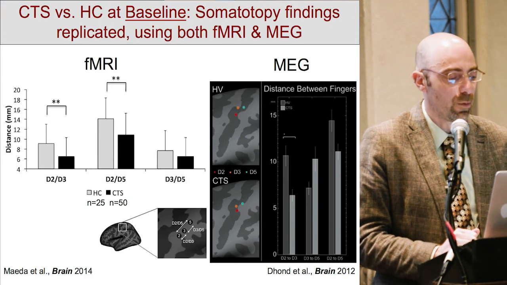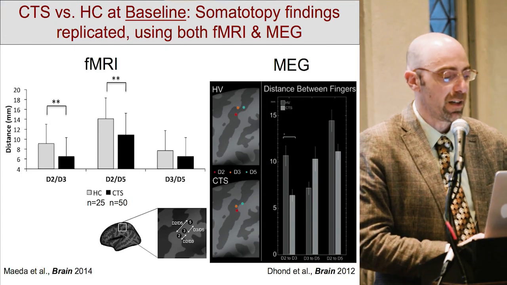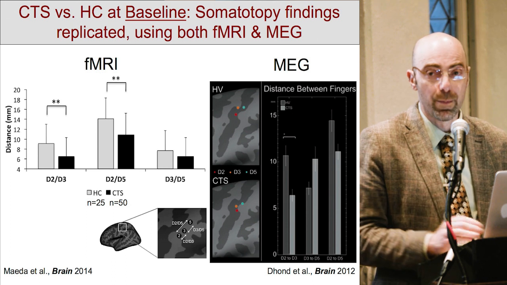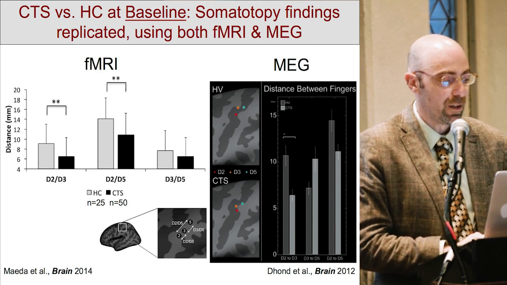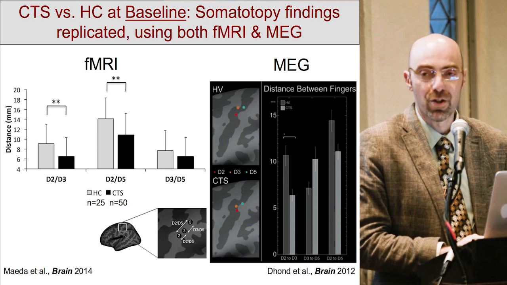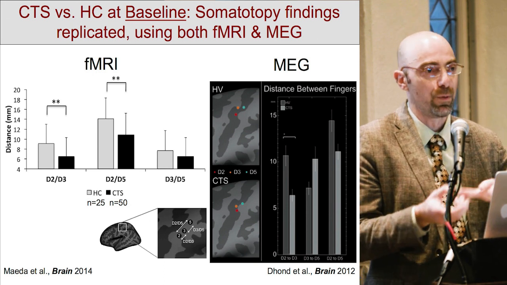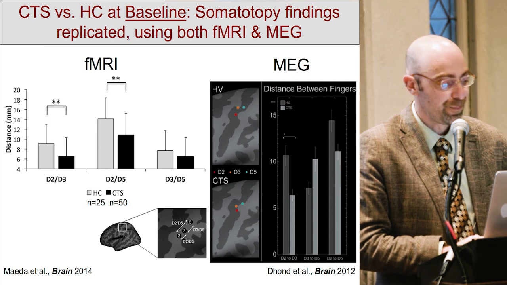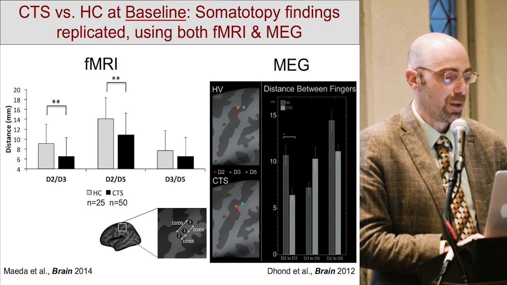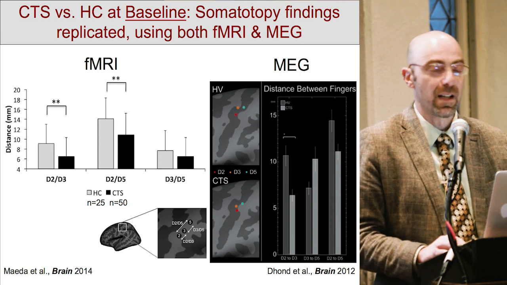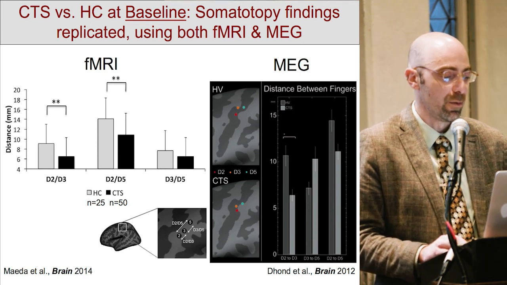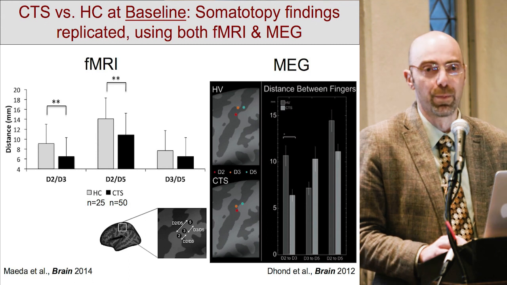So what we found, first of all, is that we were able to replicate our findings from the pilot study in a different set of patients, a much larger set of patients. So this is data from 50 of those patients where we found contraction of the separation distance between the second and the third finger in the brain. And we were able to do this with both functional MRI and with magnetoencephalography. So again, a different technology also showing the same thing. So we think this is a pretty robust and reproducible finding.